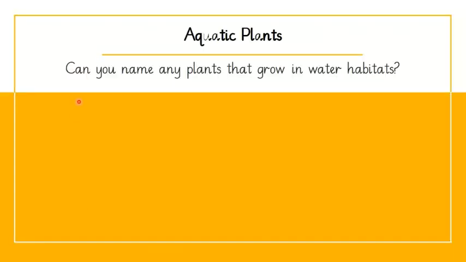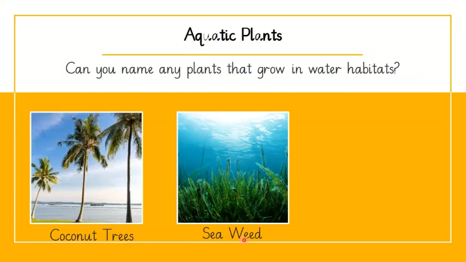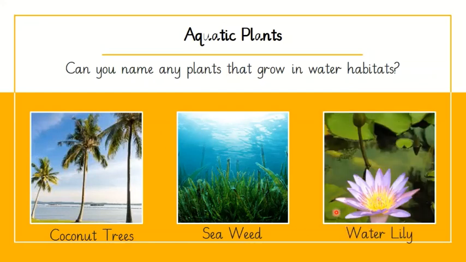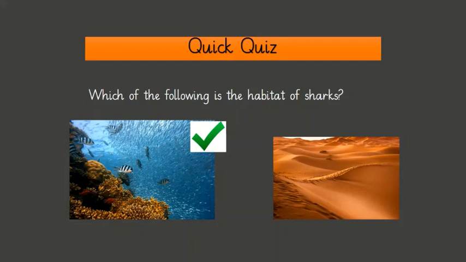Can you name some plants that grow in water habitats? These are coconut trees, seaweed, and water lily. All of these plants grow in water habitats and hence they are called as aquatic plants. A quick quiz based on what we have learned so far. Can you tell which of the following is the habitat of sharks? Is it the sea or is it the desert? The correct answer is the sea is the habitat of sharks.